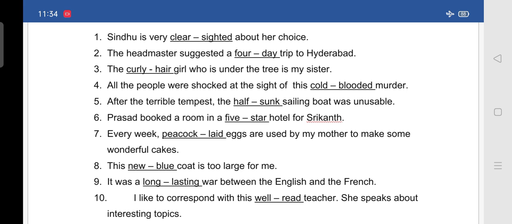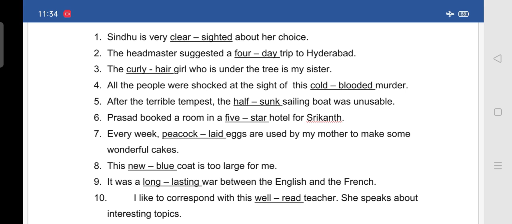Eighth, this new blue coat is too large for me. What will you be writing in the blank? New blue. Ninth, it was a long-lasting war between the English and the French. What will you be writing in the blank? Long-lasting.